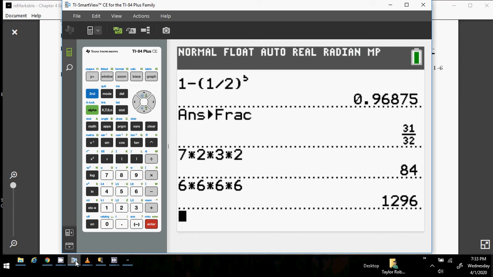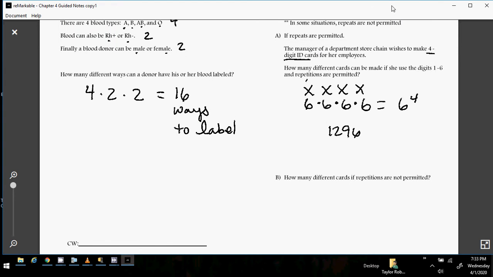Now it's a little bit different if she's not able to repeat, because once she uses a number, or he, you can't have it again. So let's say the first number, we have 6 possible numbers we could use: 1, 2, 3, 4, 5, or 6. Once I use a number, I can't use it again.